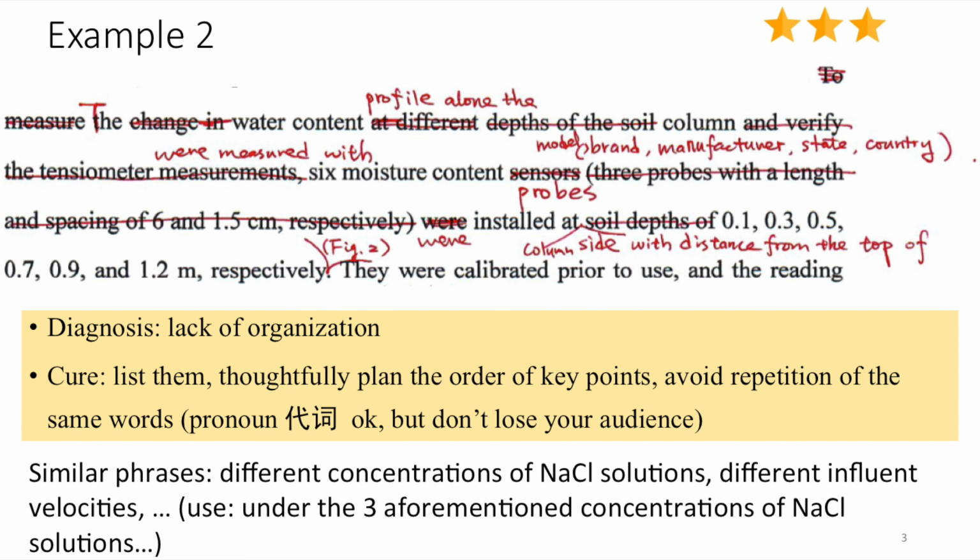Thoughtfully plan the arrangement of key points and avoid repetition of the same words. Pronouns are okay, but don't lose your audience. Similar phrases include "different concentrations of sodium chloride solutions" and "different influent velocities." Instead, you should use "under the 3 aforementioned concentrations of sodium chloride solutions."